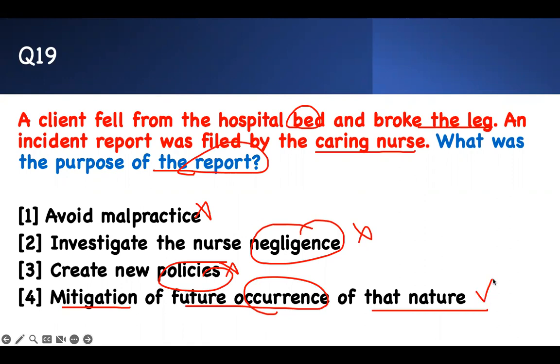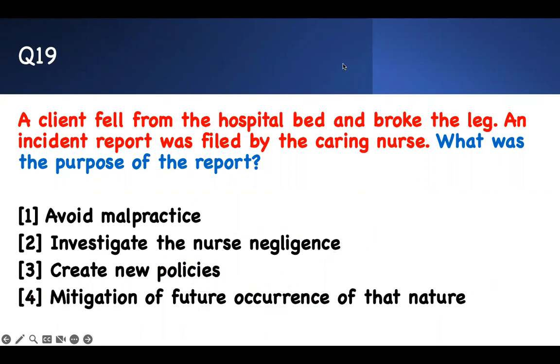This is all the topic we did. I just want you to review it because this is how they can trap you. The main thing was to prevent future occurrence. We can make policies without somebody falling. We are not trying to investigate their negligence. We want to prevent future occurrence. That is the key.